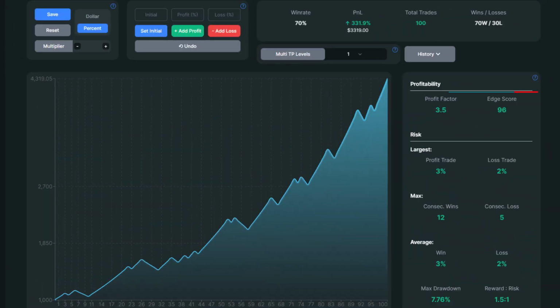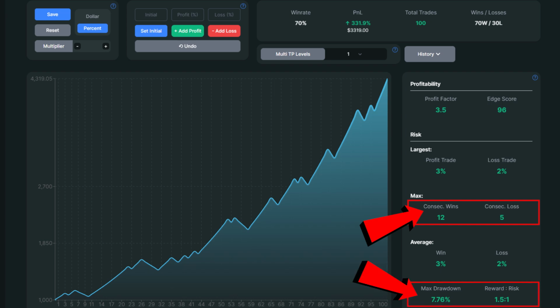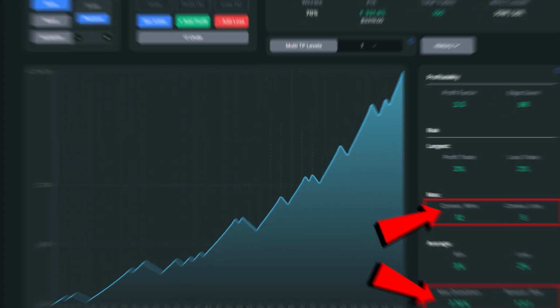Next, we received a profit factor of 3.5, which is set to be a perfect number. Let's take a closer look at some risk stats. We experienced 12 successive winning trades against 5 losses in a row, resulting in a 2.4 win-loss ratio. The 5 consecutive losing trades led to a max drawdown of 7.76%.